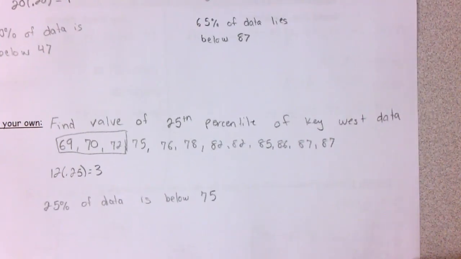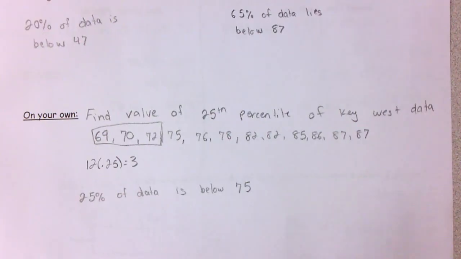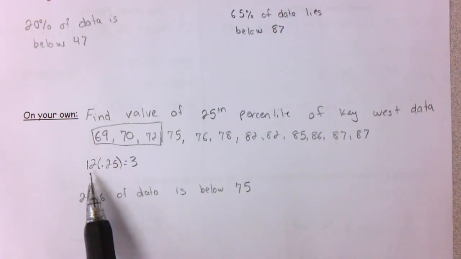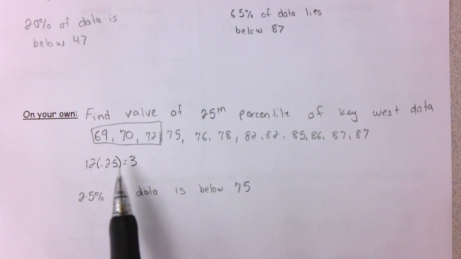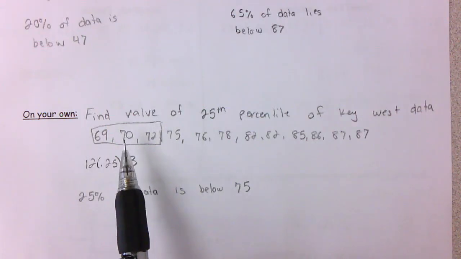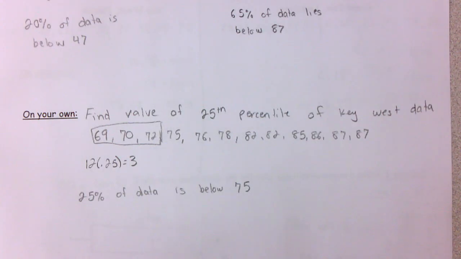All right, so I just rewrote all the data from the front. So we only have 12 numbers now, so you want 25% of 12. So you take 12 times 0.25, and that gets you 3. So these 3 numbers make up 25% of my data, and 25% of the data is going to be below 75 degrees. Okay?